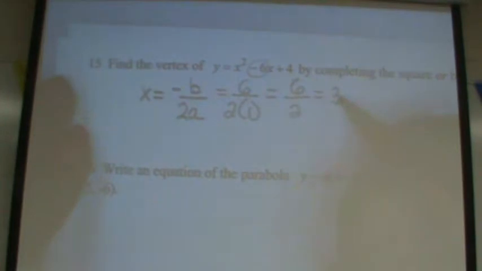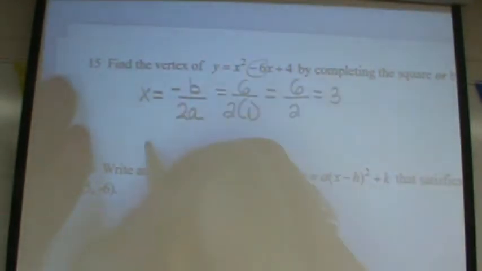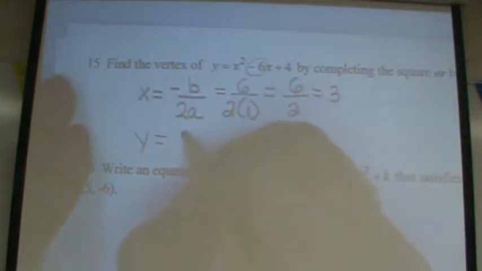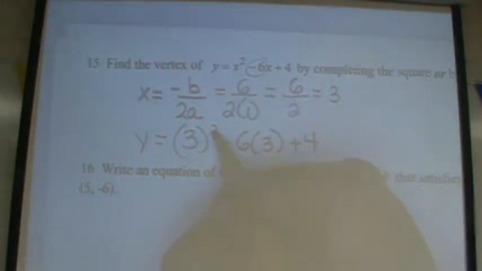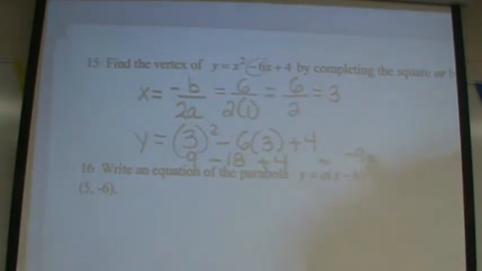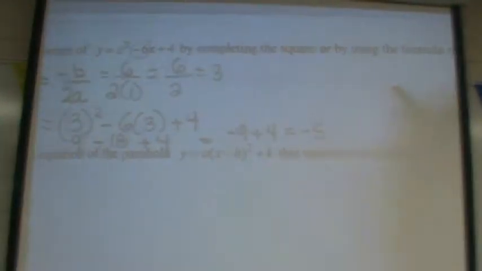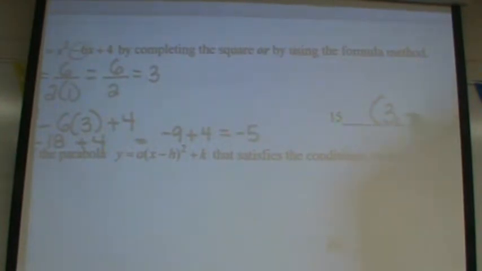So then you're going to plug 3 for x. So the y value is 3 squared minus 6 times 3 plus 4, which gives you 9 minus 18 plus 4. That's -9 plus 4 is -5. So your vertex is 3, -5.